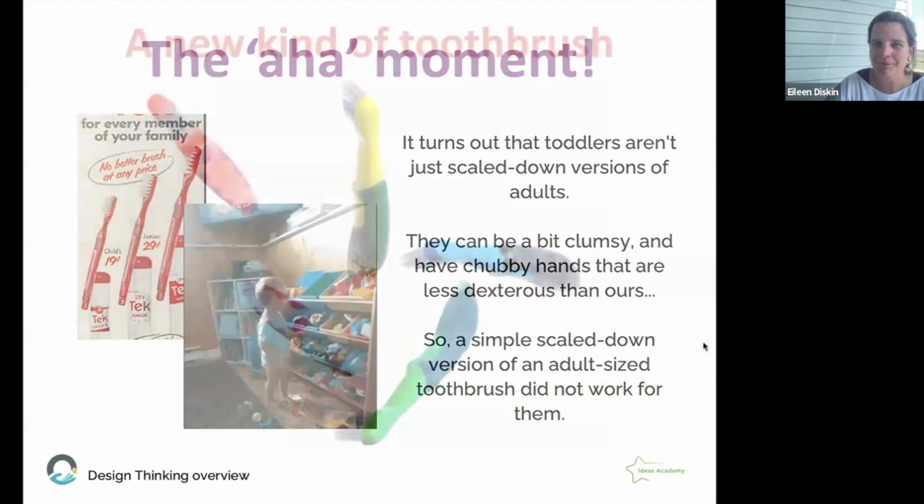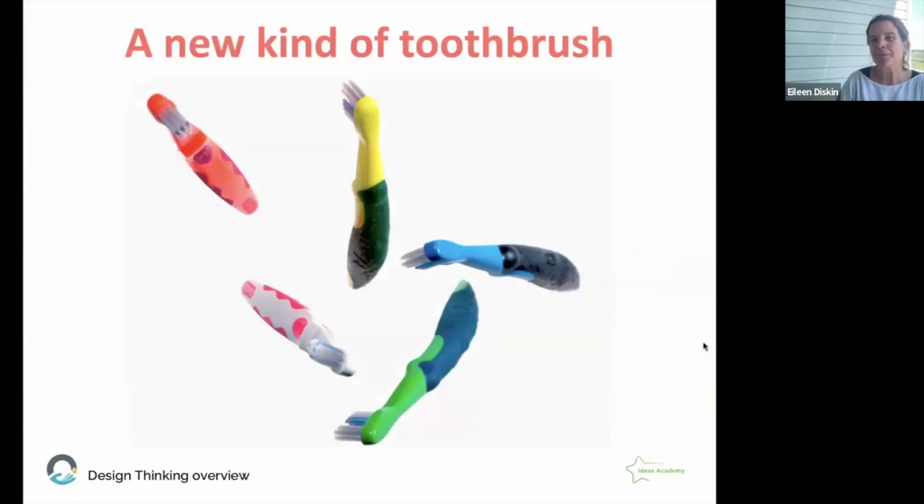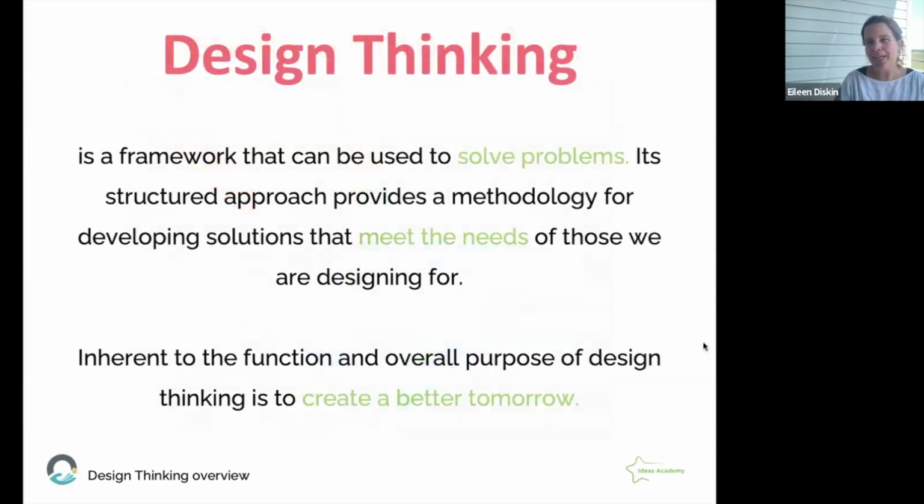That scaled down version of an adult-sized toothbrush was not working out for the toddlers, or probably for their parents. And what this led the design firm to propose to Oral-B was an entirely new kind of toothbrush. You can see here, it had a much broader handle that was easy for those tiny, chubby, clumsy little hands to hold on to. And of course, nowadays, it's really the only kind of toothbrush that you can see on the market.